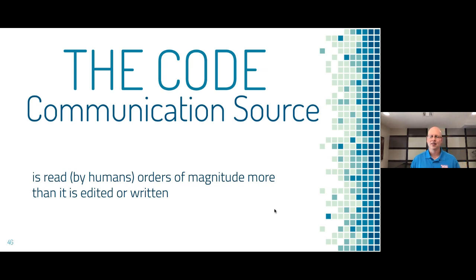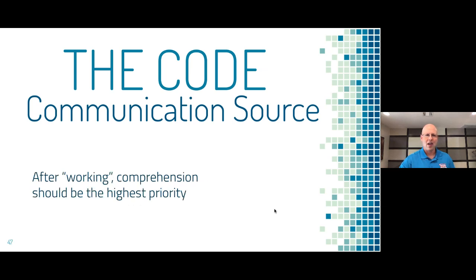So as the communication source, it is actually read, and I'm talking about read by humans, not read by machines, read by humans, orders of magnitude more than it is edited or written. You can kind of think of the mantra from construction where you measure twice, cut once. For coding, we probably read the code 10 or 15 times before we go in to edit it, just so we make sure we really understand it. So the readability of the code and the comprehension of the code should be the highest priority. This is, of course, the highest priority after you have working code. So our Agile principles say working code is the most valuable thing. Clearly, I'm not superseding that. But after that, readable, comprehensible code should be the highest priority.